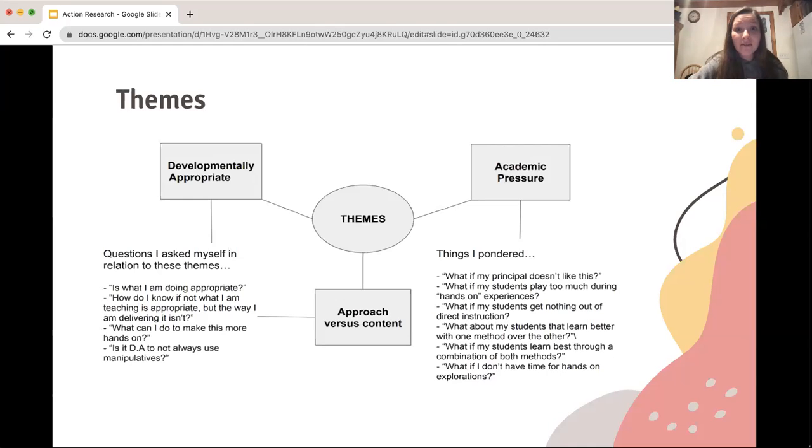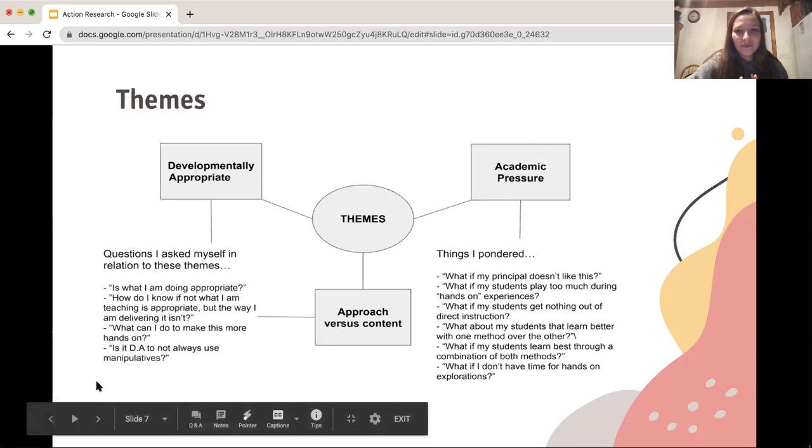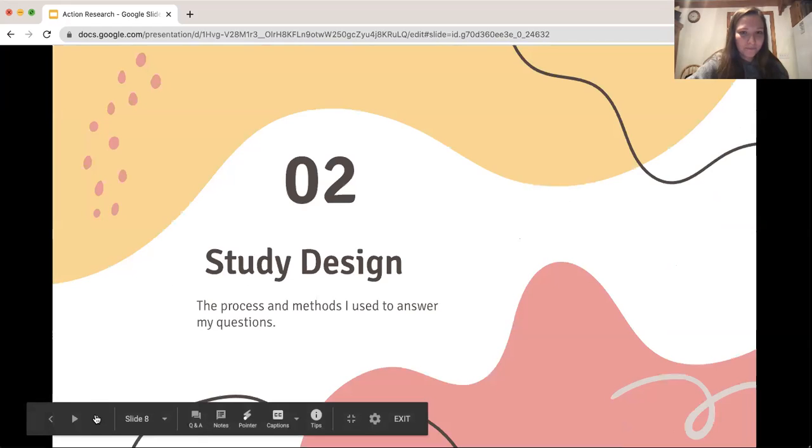So what if I run out of time for these explorations? Is it more beneficial for me to just feed this stuff at them through direct instruction to cover it? Or am I doing them a disservice by doing that? And should I just say, okay, well, we just didn't cover 2 things because they were allowed to do more in-depth studies through one of those things. So just some things I pondered in correspondence to academic pressure.